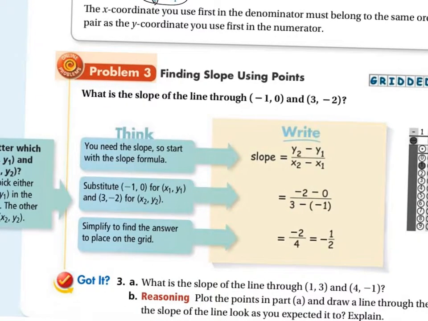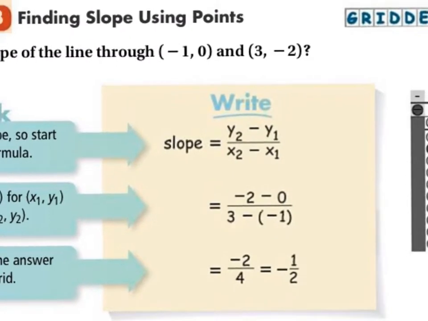So if you look at problem 3, what's the slope of the line through these 2 points? This one they worked out by hand. Basically the same as what we've been doing. And again, if you wanted to, these points aren't too bad. If you wanted to just use graph paper, put them on your graph paper and then count your squares, you could do that also.